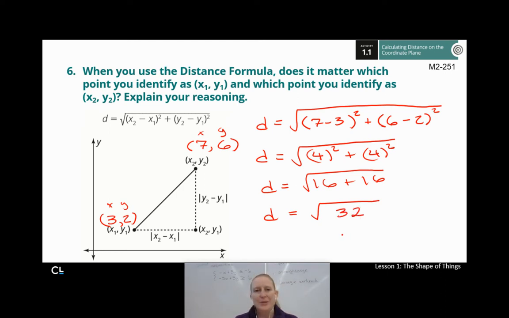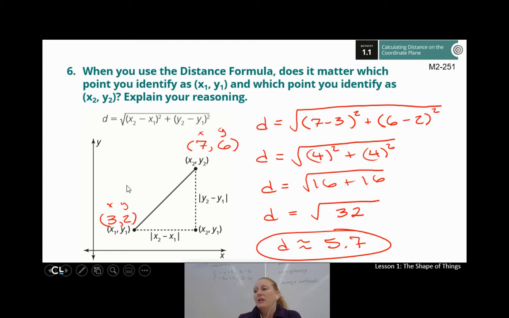And last but not least, let's do the square root. That's what I have the calculator for. I use my square root button, and I find out that the distance is approximately, and I'll go ahead and round to the nearest tenth, about 5.7, roughly.